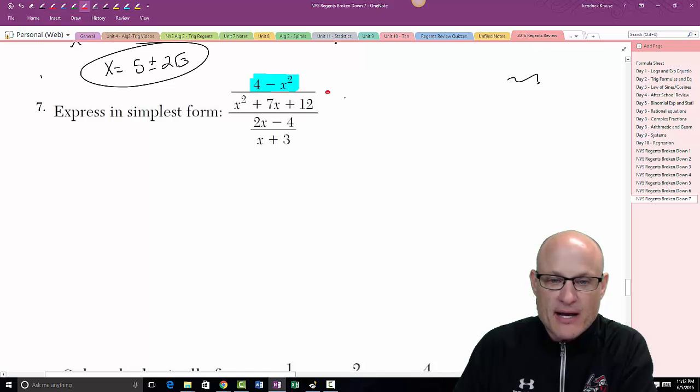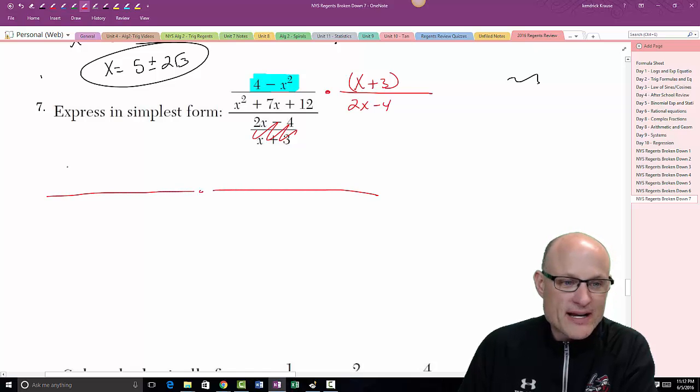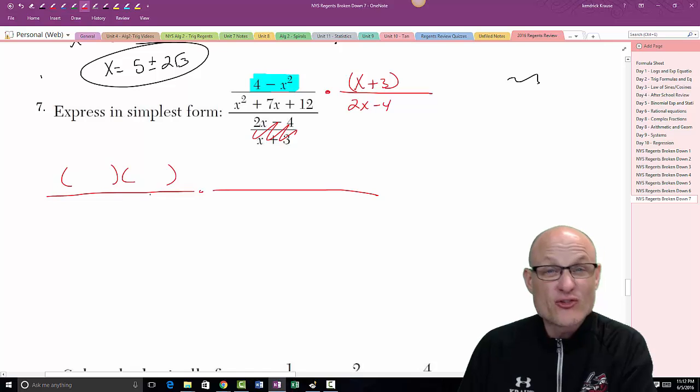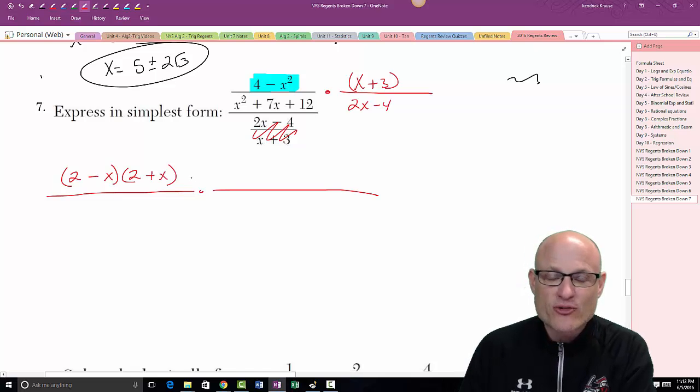So we're going to multiply by the reciprocal of this. So x plus 3 all over 2x minus 4. Now, notice I didn't factor anything yet. I'm going to do that right here. 4 minus x. Now, the 4 comes first, so that when you factor it, the 2's have to come first. Don't switch it around because it makes you feel better. Nobody cares how you feel. I care that you understand how to do math. So make sure you're doing that correctly.